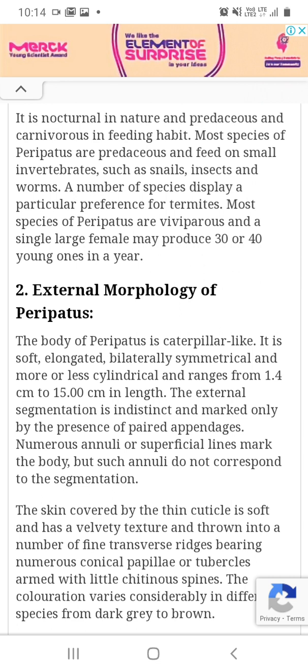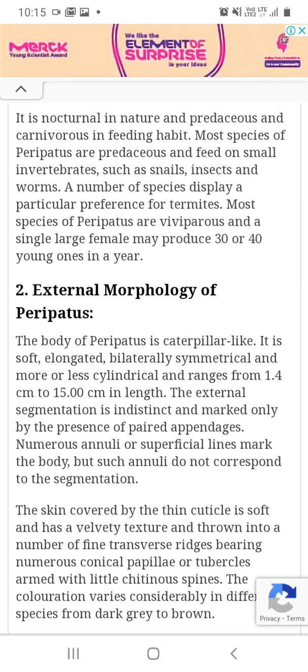The animal is nocturnal, predaceous, and carnivorous, as already mentioned. Most species feed on invertebrates, and as I have already mentioned, it is a viviparous organism, that is, it gives birth to young ones. In a single year, it produces about 30 to 40 young ones.